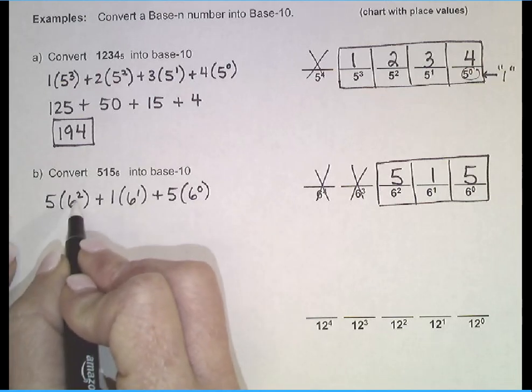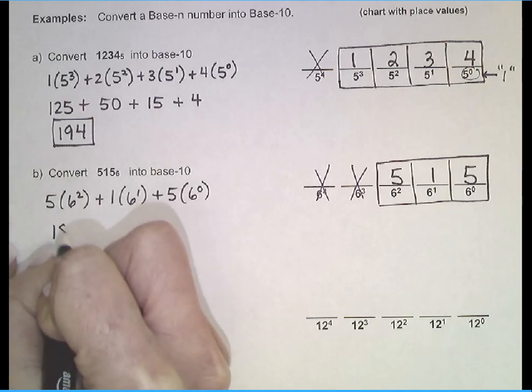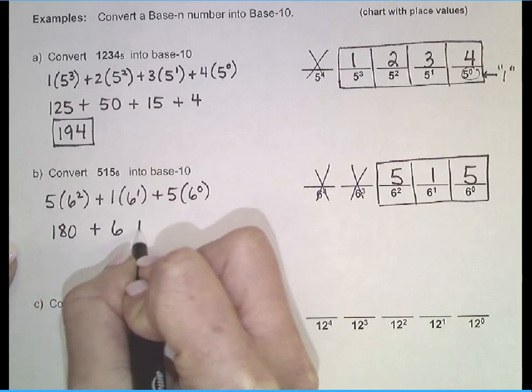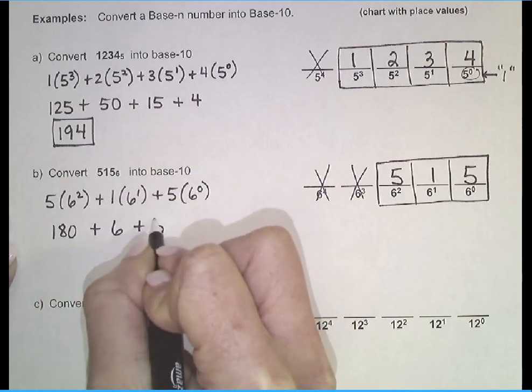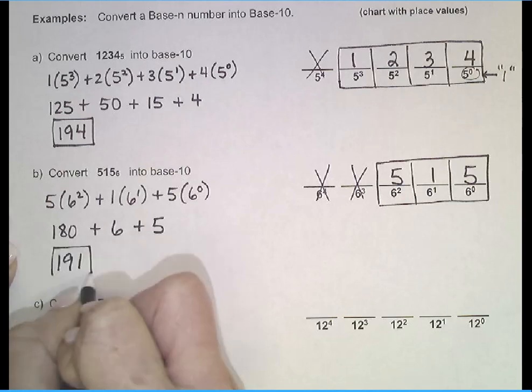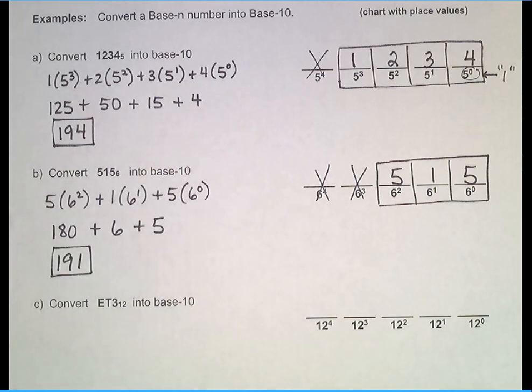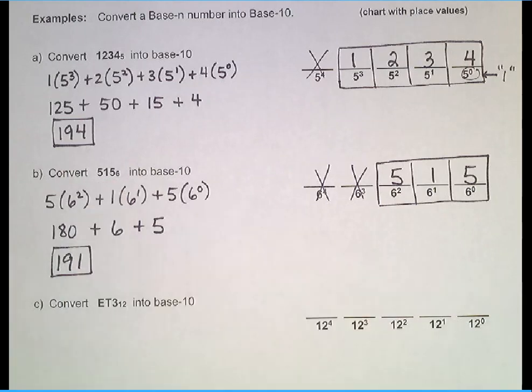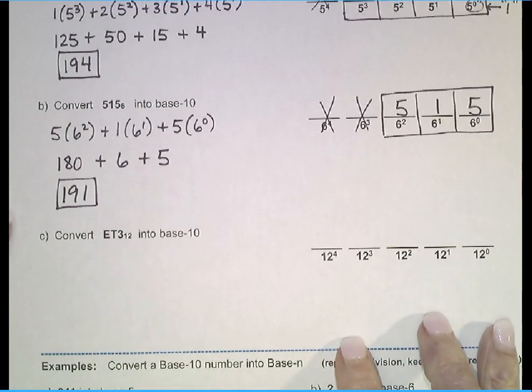So this is going to be 5 times 36. You have to do your exponents first. 5 times 36, that's going to be 180. 1 times 6 is just 6. And then you have 5 at the end. And that's going to be a grand total of 191. So 191, if you want to say it in base 6 language, you would say 515 base 6. So do a chart, work out the math, that'll get you the number in base 10.